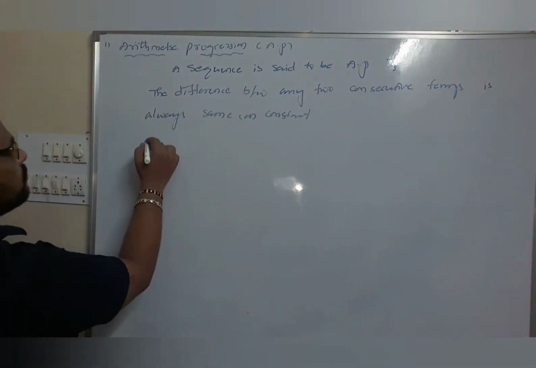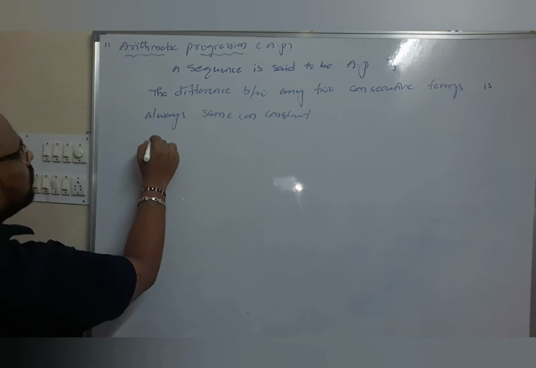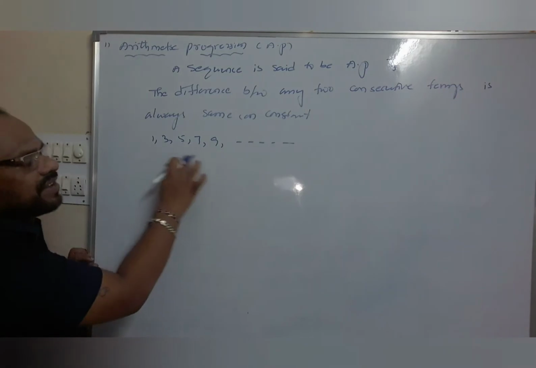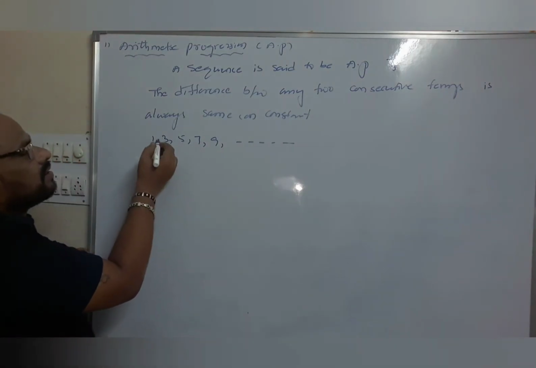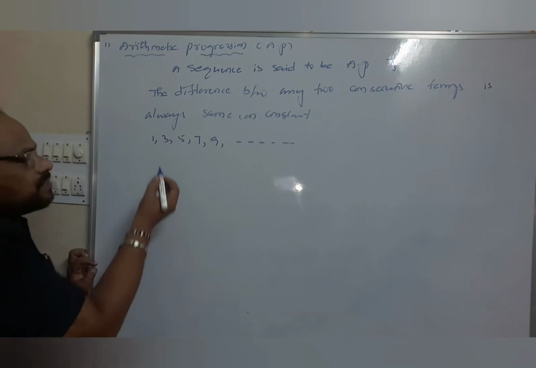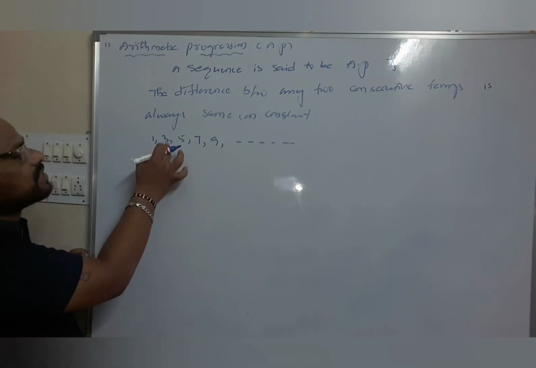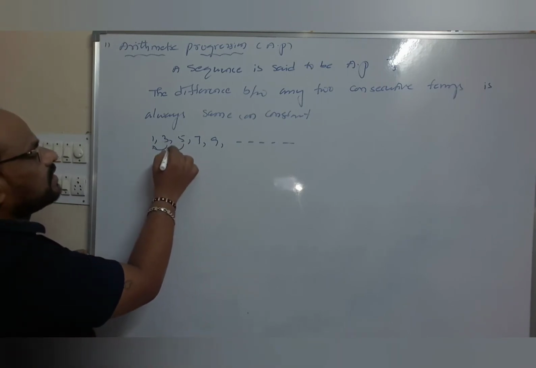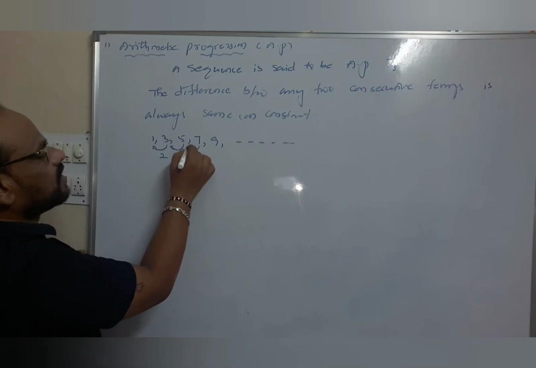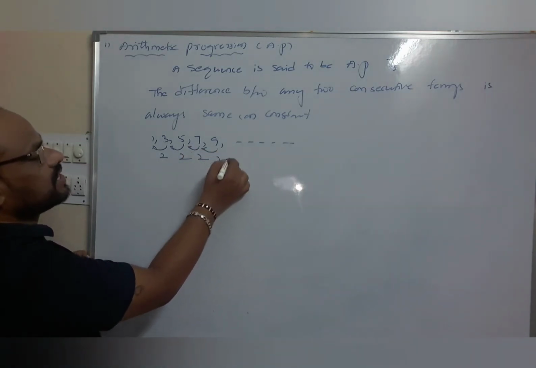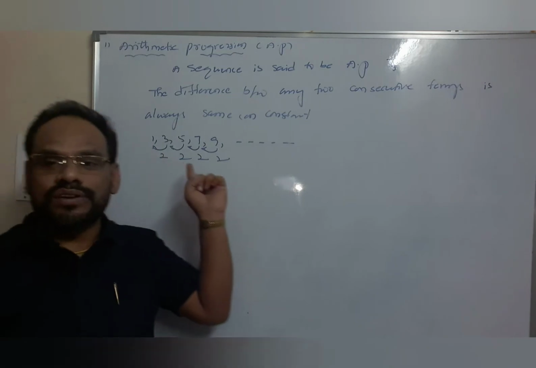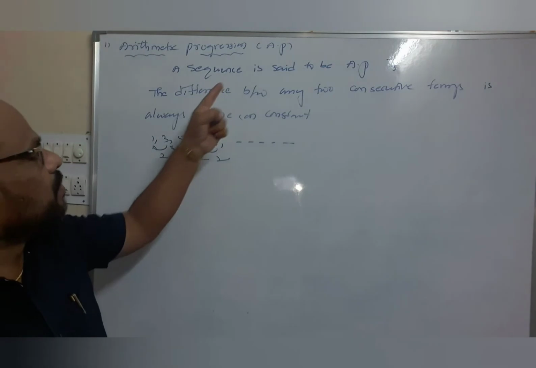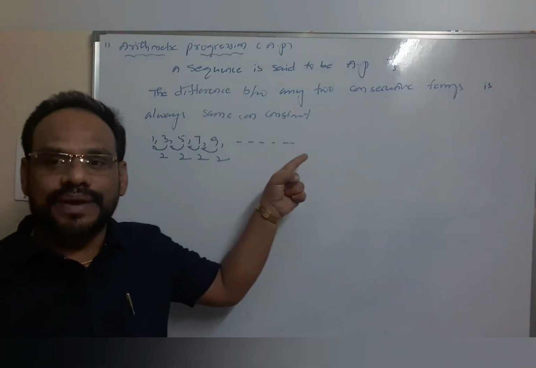For example, 1, 3, 5, 7, 9 and so on. Observe this sequence, the difference between any two consecutive terms: 3 minus 1 is 2, 5 minus 3 is 2, 7 minus 5 is 2, 9 minus 7 is 2. The difference between any two consecutive terms is always the same or constant, then it is called arithmetic progression. So this sequence is in arithmetic progression.